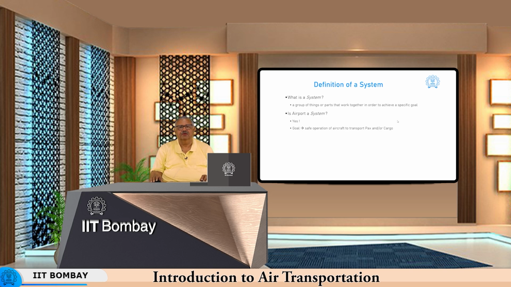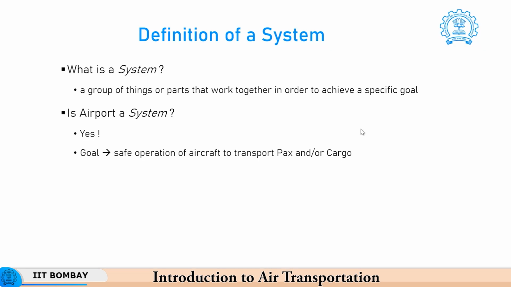Yes, it is a system, because it has got several components, and the goal of an airport system is to ensure safe operation of aircraft to transport the passengers with their baggage and or cargo. So, there are two main subsystems in the airport system, which are generally called as the airside area and the landside area. So, we will now look at each of these two subsystems in little bit more detail, and then we will look at airport as a system.